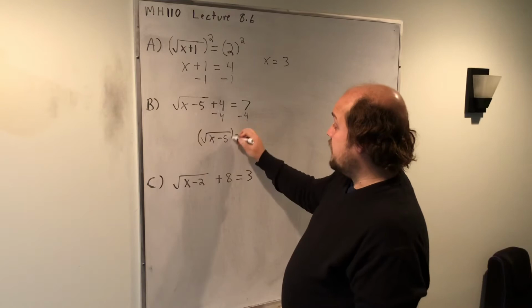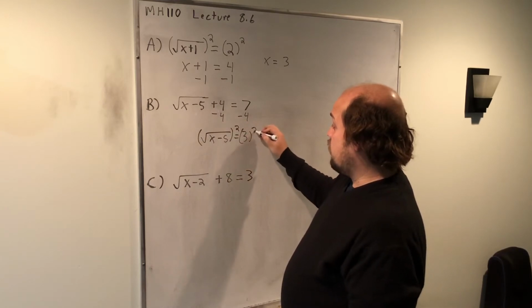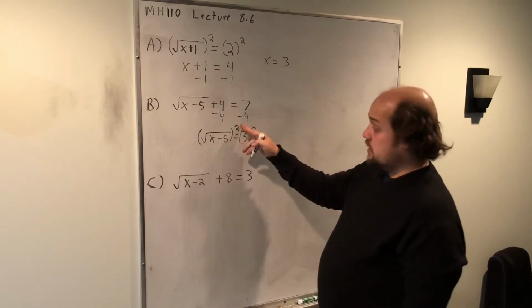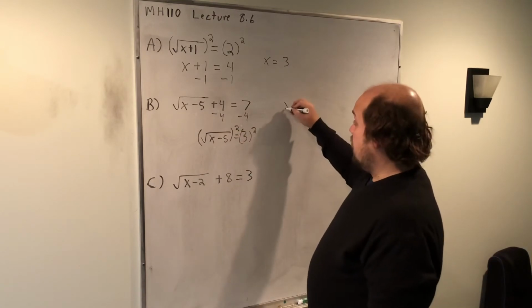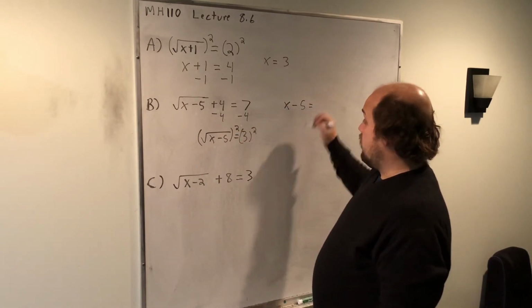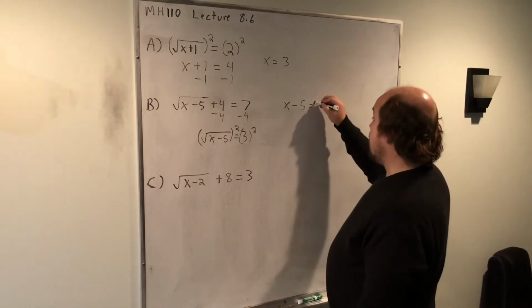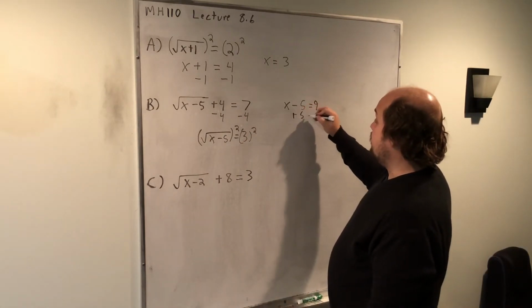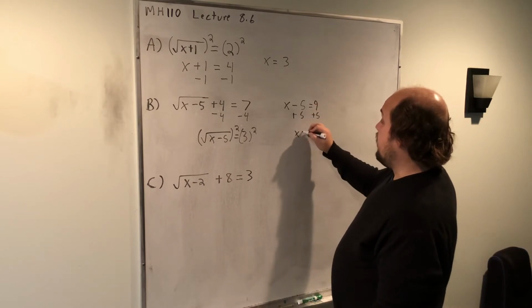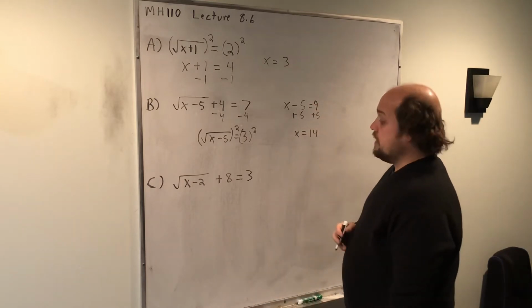Since I have the root isolated, I can square each side of the equation. On the left-hand side, the square and the root undo each other, and just leave me with x minus 5. On the right-hand side, 3 squared is 3 times 3, or 9. If I now add 5 to each side, I get the correct final answer of x equals 14.